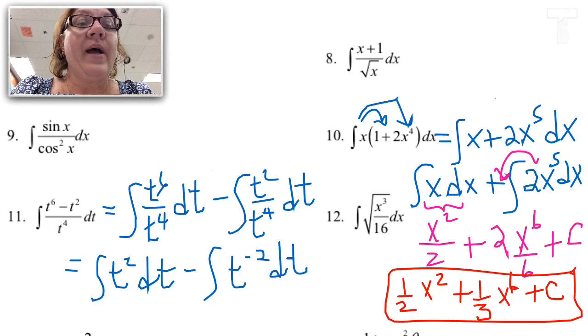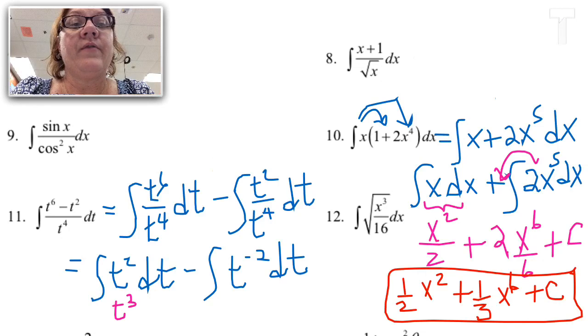And then I'm just going to start powering up. So let's see, if I power this up, I'll have to divide by the new exponent. And if I power this one up, that'll go to the negative 1st, right? Divided by the new exponent.